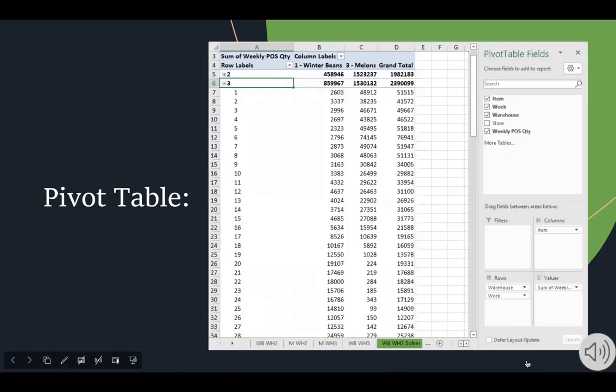For the pivot table, we needed the sum of the weekly POS quantity for both of the warehouses, where each of them supplied a large number of stores. And on the PowerPoint, you can see on line 5 where there's a 2, and then right under it there's warehouse 3, which separates each of the warehouses for a total of 100 weeks and the total quantity of the items that was needed.